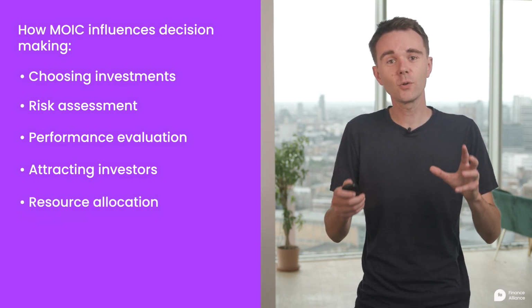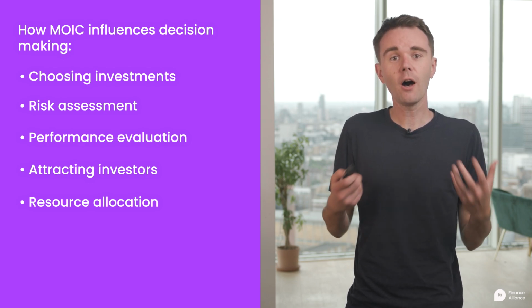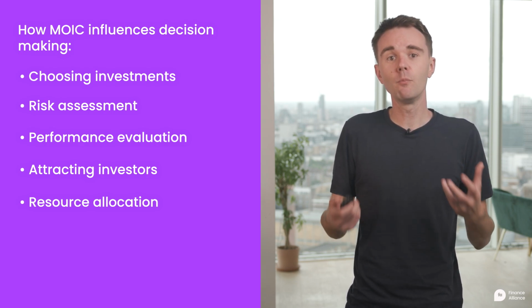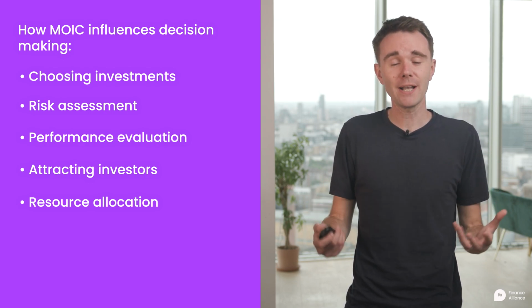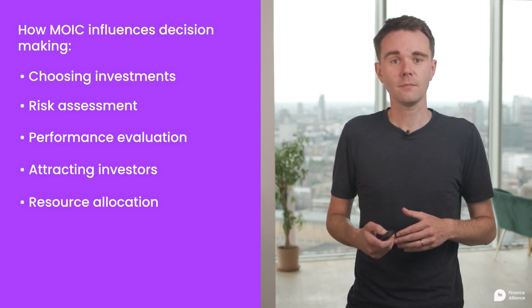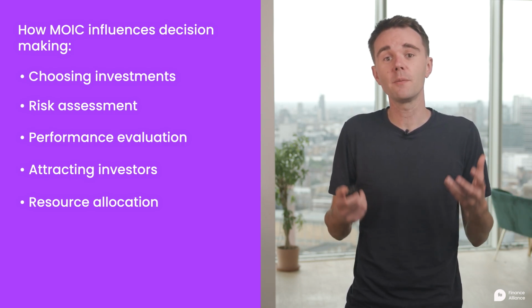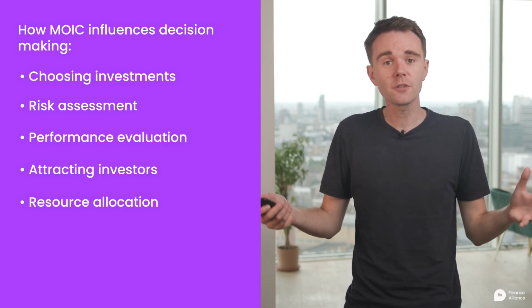Number five is resource allocation. Investments with a higher MOIC might get more resources because they're seen as a better use of the money. This can also help CFOs when it comes to allocating the budget across departments.